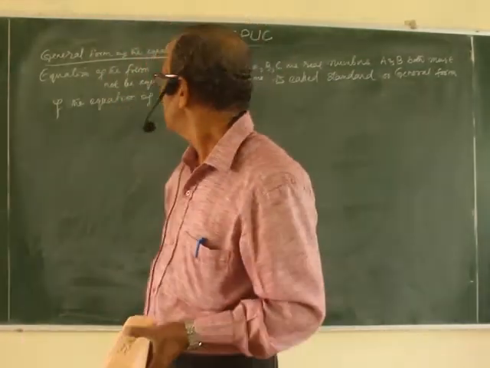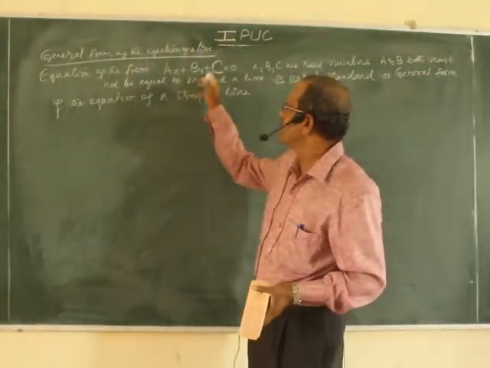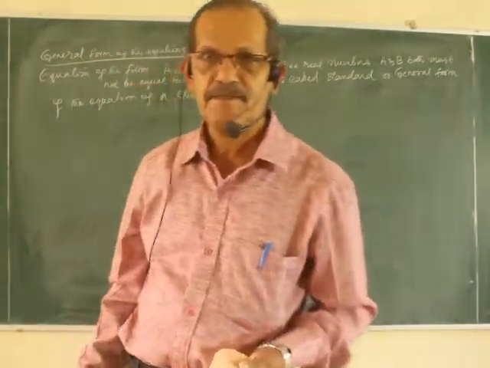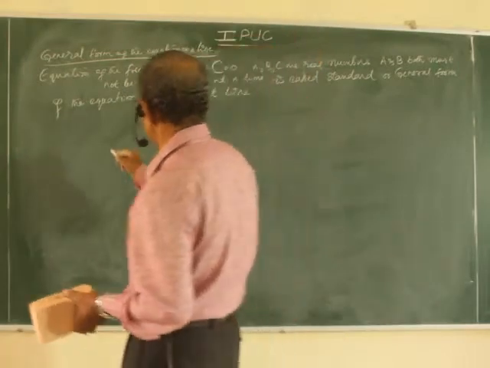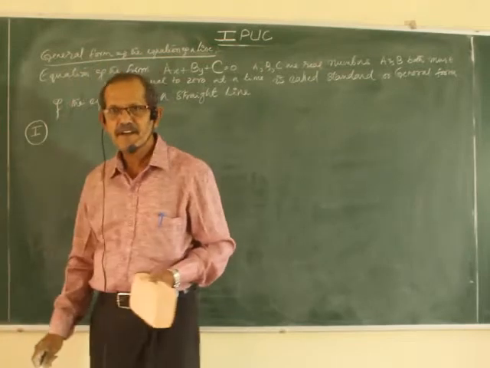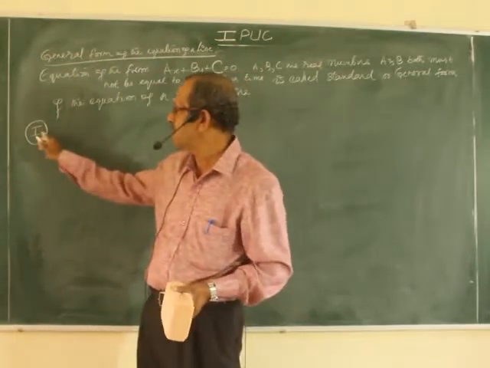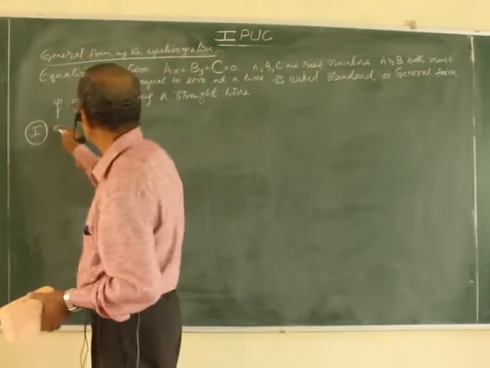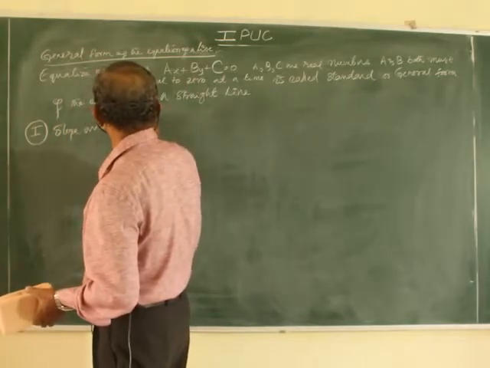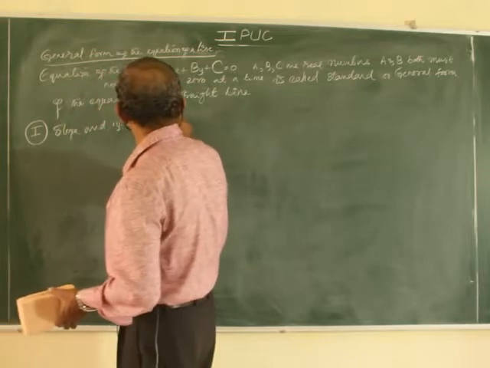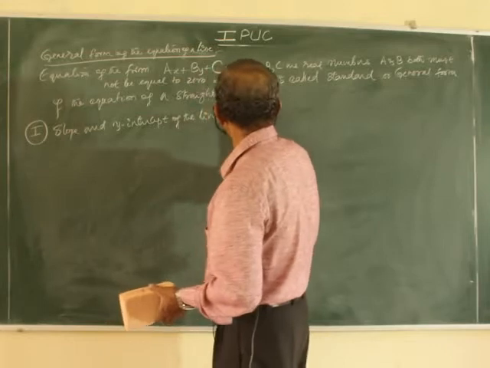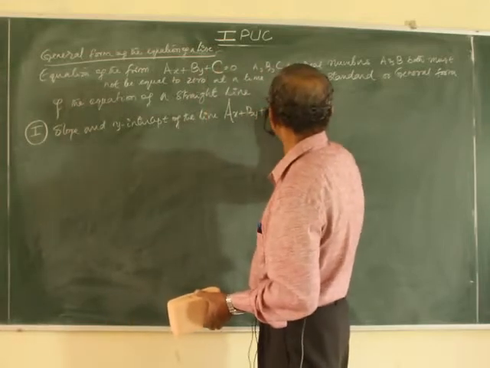Now, let me give the equation of the line in this form. Can you find slope? Can you find y-intercept? Let me take one by one. First one, actually there are 10 points. In order to make the points clear, I have taken number 1. Slope and y-intercept of the line ax plus by plus c equal to 0.